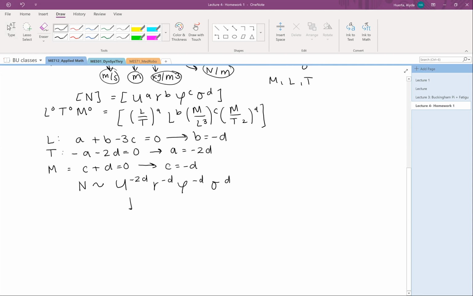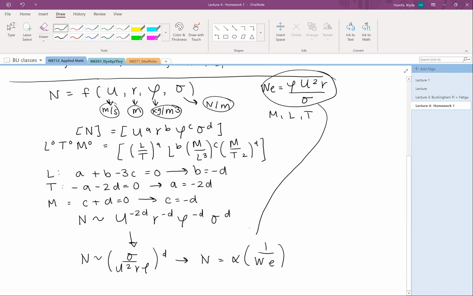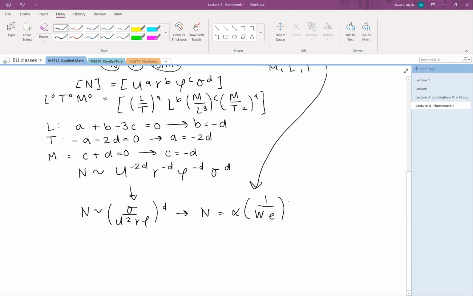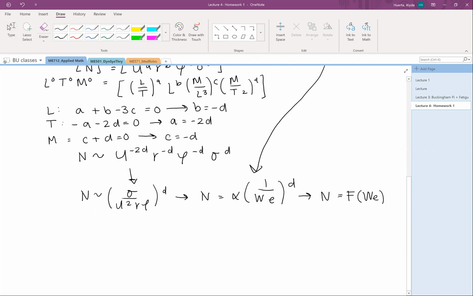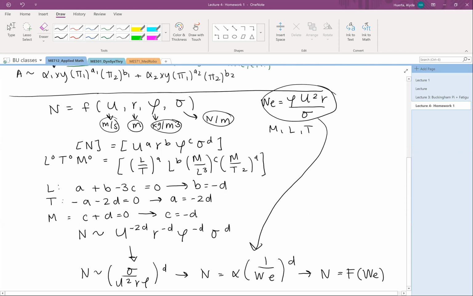So we can properly write this as, and it's proportional to this, which is also N equals alpha times 1 over, I'm rewriting it in terms of this, which they asked us to, to the D, or it can also be expressed as N is equal to some function of that. So that's for part A, or for the first part.